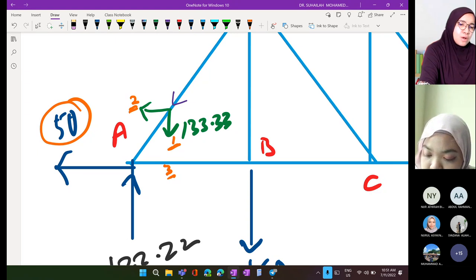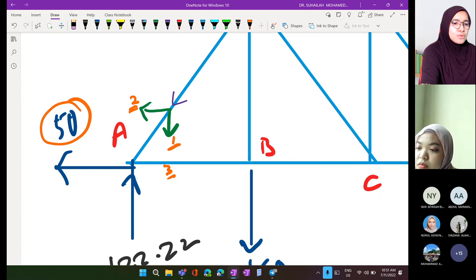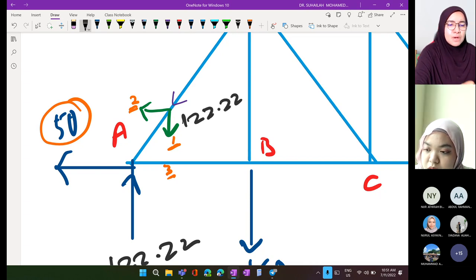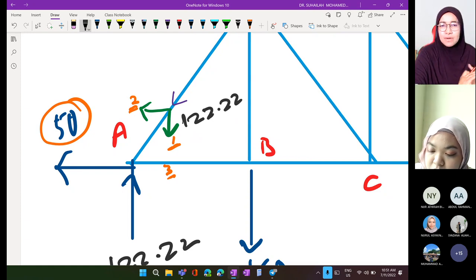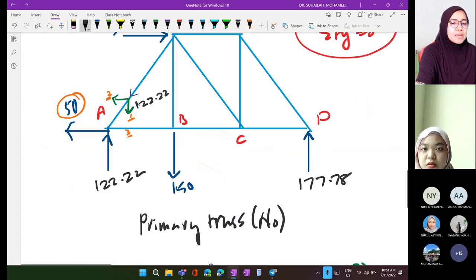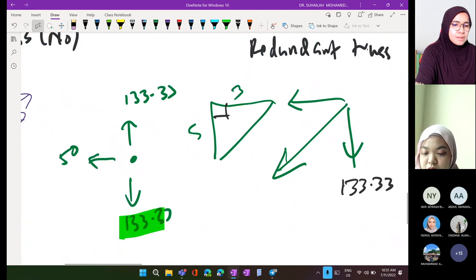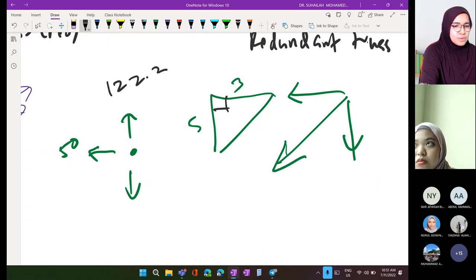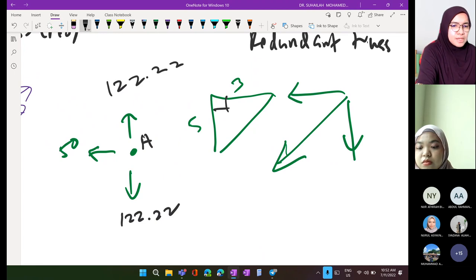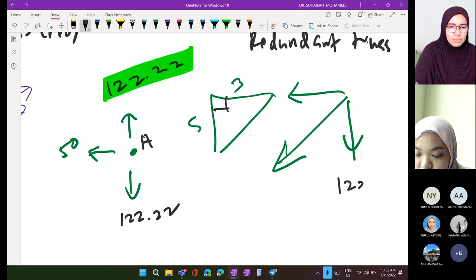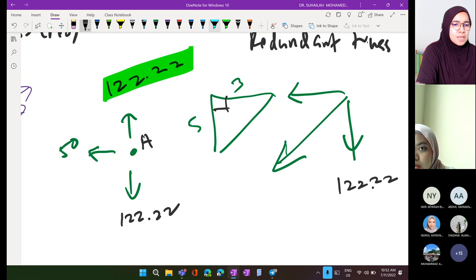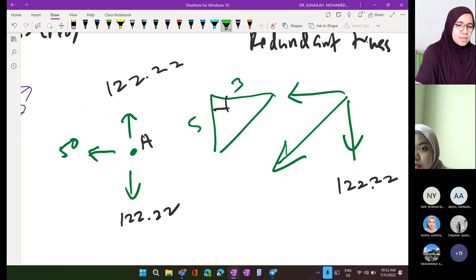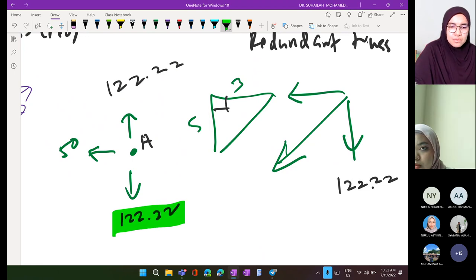So once you have balanced the Y value, this is 122.22. Because this belongs to an inclined member, the x and y values depend on each other, right? They come from trigonometry. So what do we do? It looks like this. Now this is 122.22. This 122.22 is equal to this 122.22, the one at the bottom, not the top, my mistake. These two are the same.